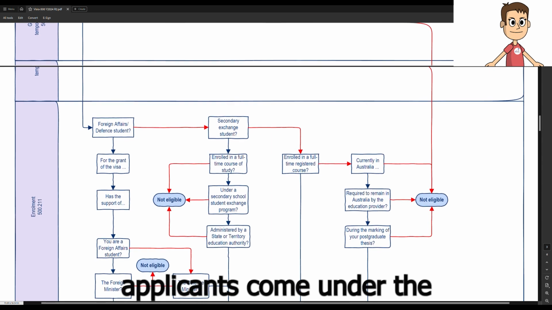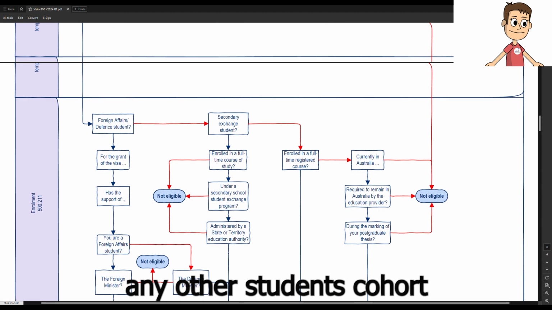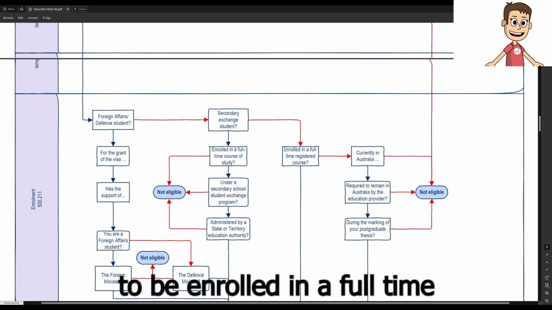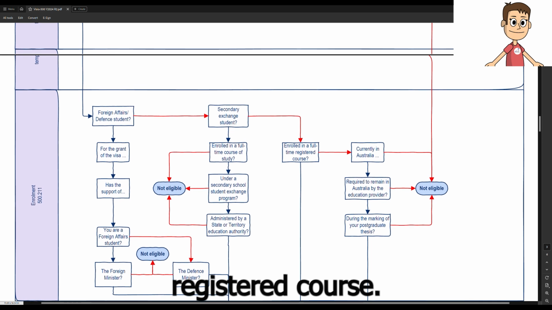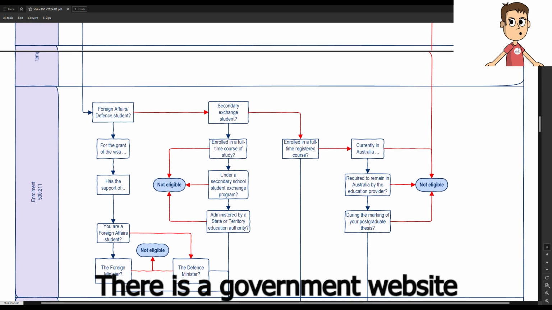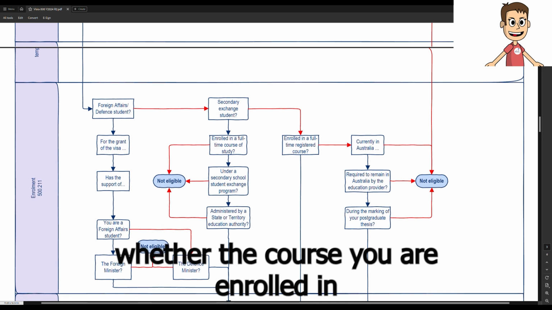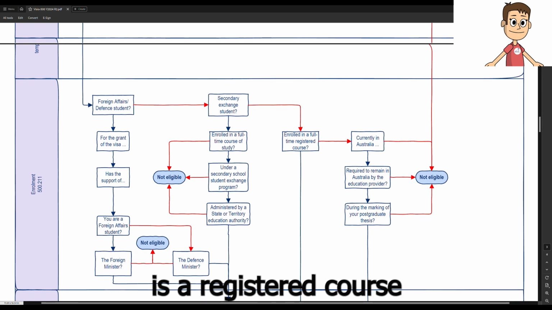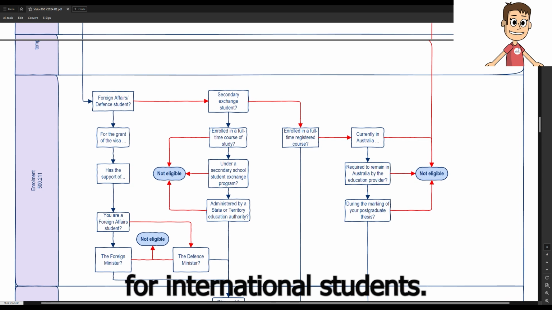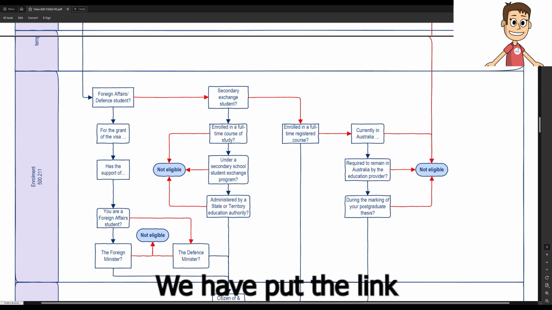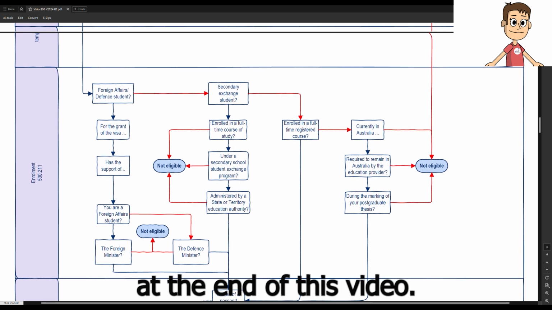The majority of the visa applicants come under the any other students cohort, who are required to be enrolled in a full-time registered course. There is a government website where you can check whether the course you are enrolled in is a registered course for international students. We have put the link at the end of this video.